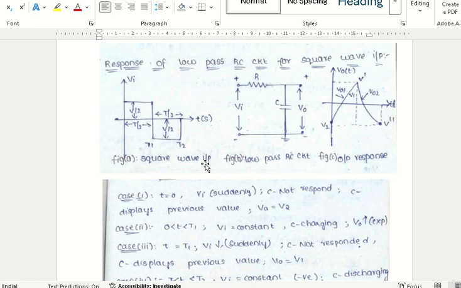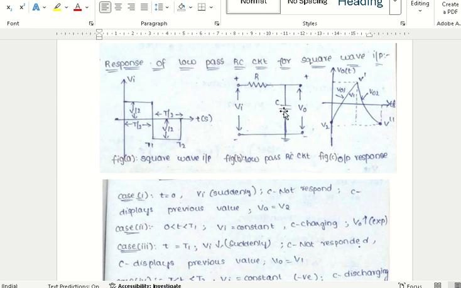Now coming to the third case, at t equal to T1, the input signal suddenly decreases to the minimum value. When we apply this case to the circuit, the capacitor again does not respond to the input signal.